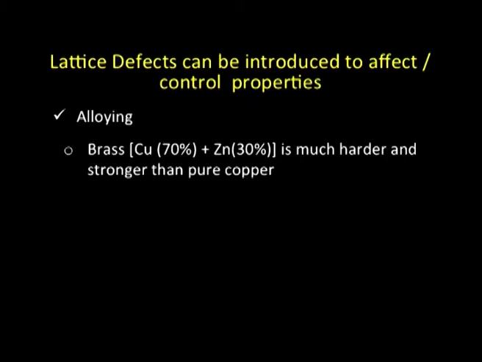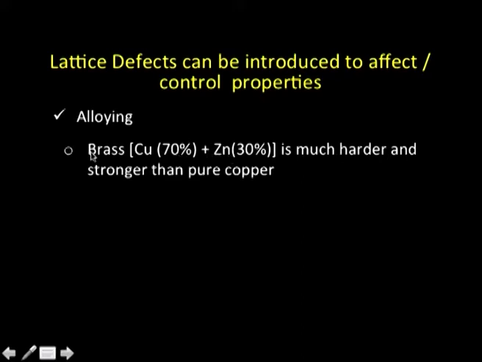Okay. Now, in addition to this, the defects we just mentioned are intrinsic, which are there by themselves, but we can even introduce defects into the lattices to control or alter the properties of the solid material. One typical example is that of alloying. We know that brass is an alloy of copper and zinc. Pure copper has a certain structure and certain properties, but when you alloy it with zinc, the properties change.